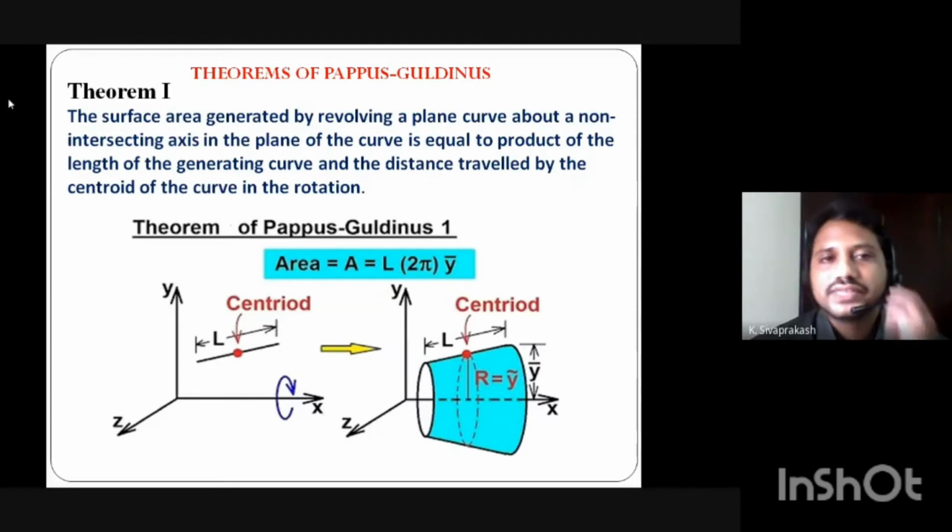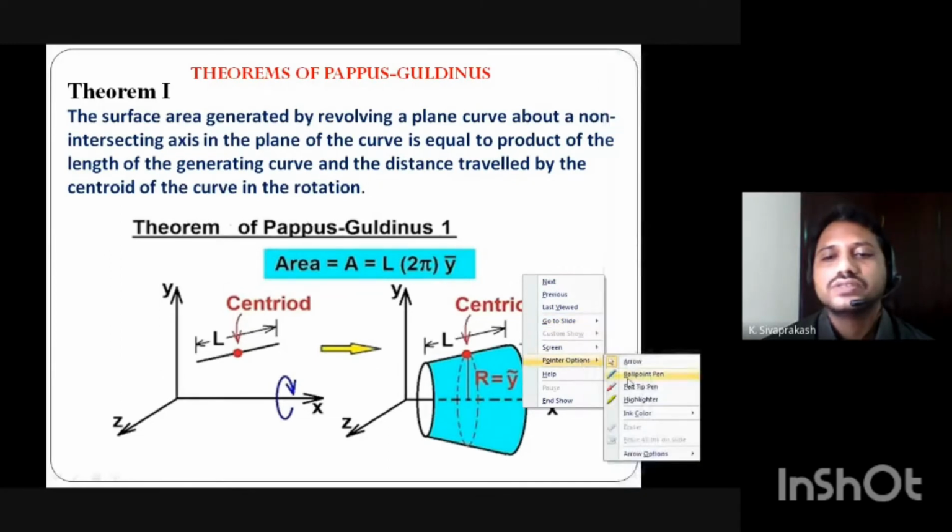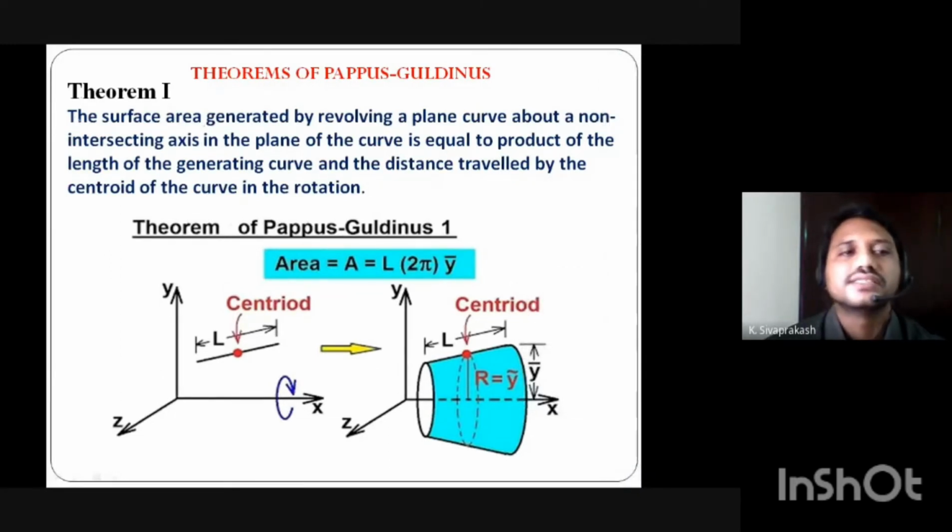Coming to the first theorem, Pappus Guldinus theorem 1: the surface area generated by revolving a plane curve about a non-intersecting axis in the plane of the curve is equal to the product of the length of the generating curve and the distance traveled by the centroid of the curve in one rotation. Okay, this is the statement of Pappus theorem 1. Now I will explain the statement once again.